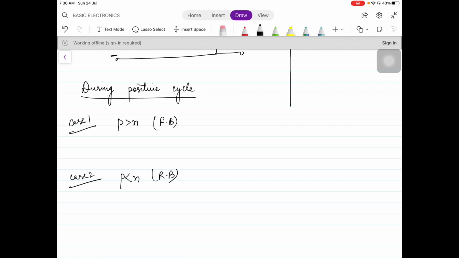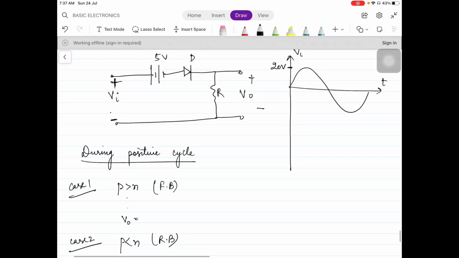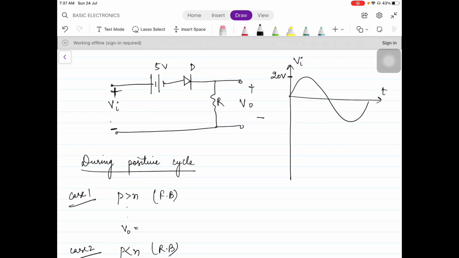Now you just leave 2 lines and write down V0 for both the cases. Now go to the diagram again. For the first case, without giving thought to any other thing, just make your diode forward. Forward means short circuit. So I am making my diode short circuit. I am replacing it with the short circuit in my mind.